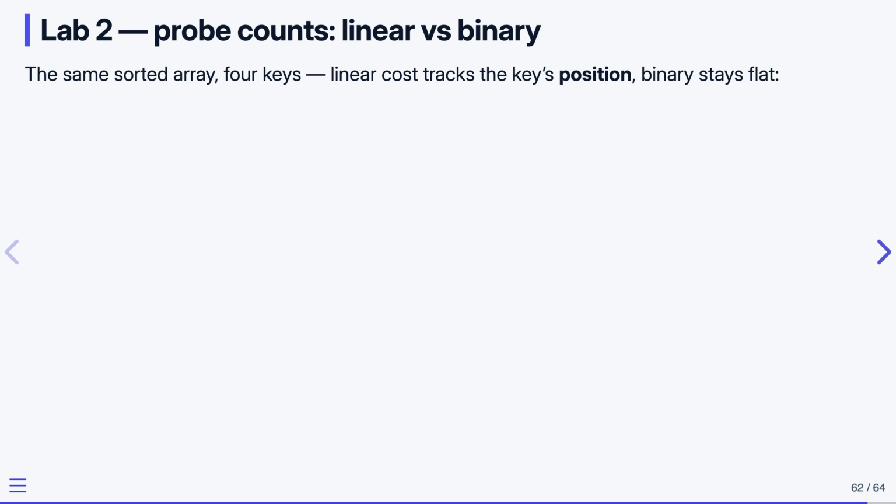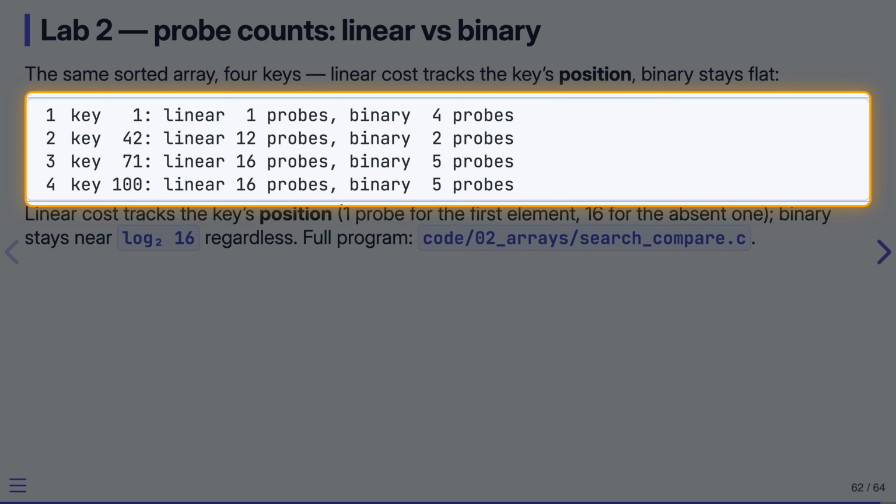Now let us run both counts on the same sorted array for 4 different keys and compare the number of probes. Look at the results. For the absent key 100, linear search makes all 16 probes, but binary search still makes only 5. Linear cost tracks the key's position in the array. Binary cost stays near log base 2 of 16, no matter where the key is.